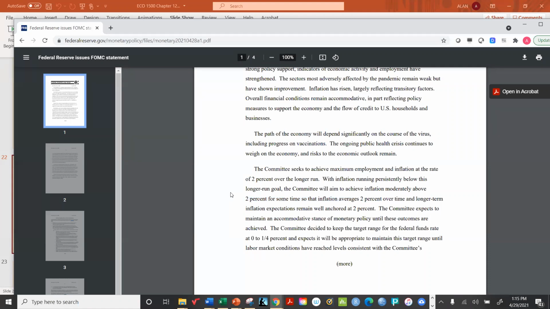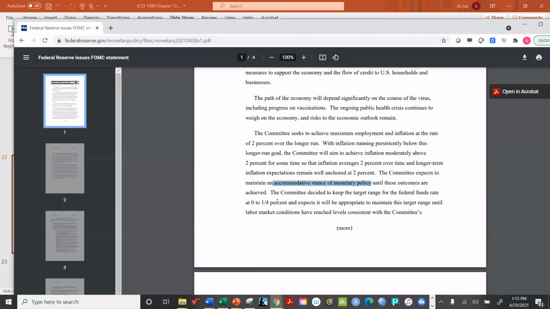So that sounds like they're prepared to keep interest rates low for a significant length of time. They expect to maintain an accommodative stance of monetary policy. Accommodative means that they want to keep rates as low as they can, okay, until these outcomes are achieved. So for the time being, they're keeping the target range for the federal funds rate at 0 to 1/4%. So in other words, there's a range within which it can float between 0 and 1/4%. If it starts creeping outside that range, then they will step in and take actions to move it back in this range.